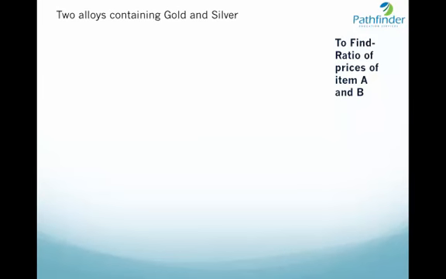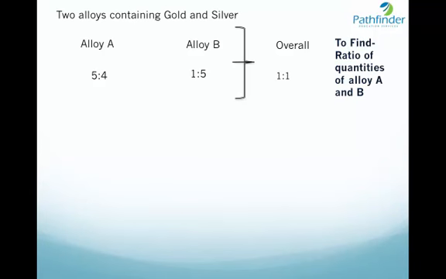Now let us look at another type of question where weighted average as well as the alligation rule both can apply. Let us say there are two alloys containing gold and silver. We have alloy A and we have alloy B. Alloy A has gold and silver in the ratio of 5:4. This time it is not given in percentage but given in terms of ratios. Similarly, alloy B has gold and silver in the ratio of 1:5. Some quantities of both alloys are taken and mixed to give rise to a third alloy where the ratio of gold and silver is 1:1. So we've got to find the ratio of quantities of alloy A and alloy B.